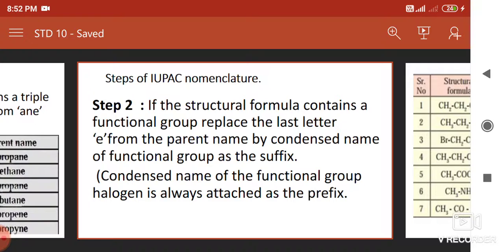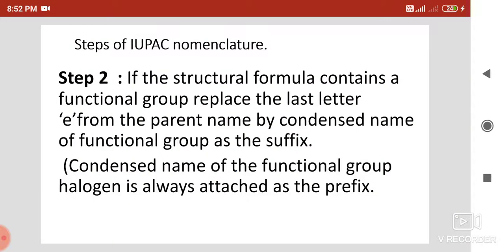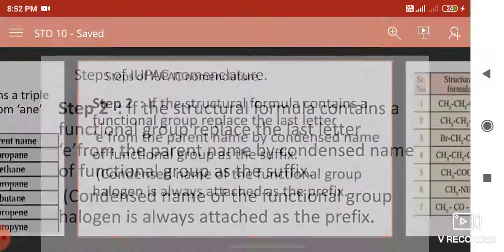Only if a halogen is present, then the halogen is used as a prefix. So if it is CH3CH2Cl, while writing we have to write chloroethane. If it is CH3Cl, we say chloromethane, like this.